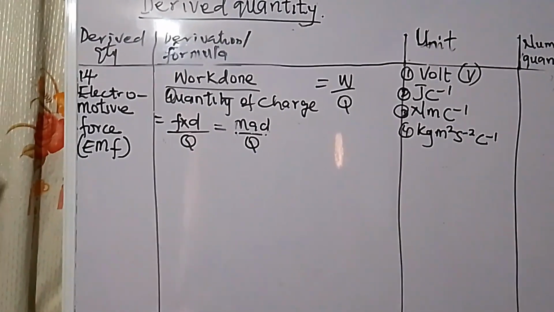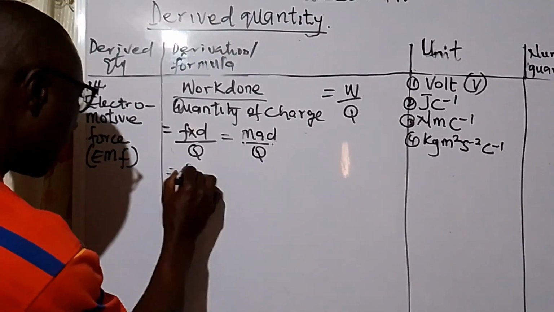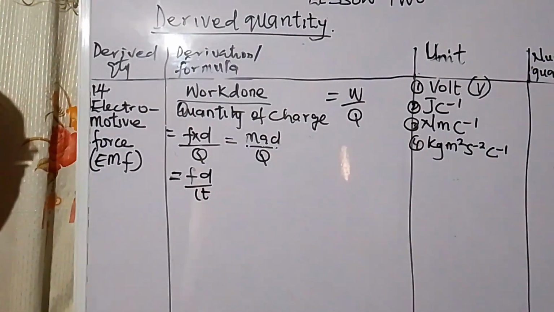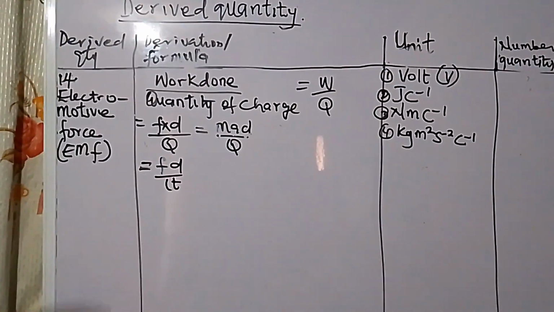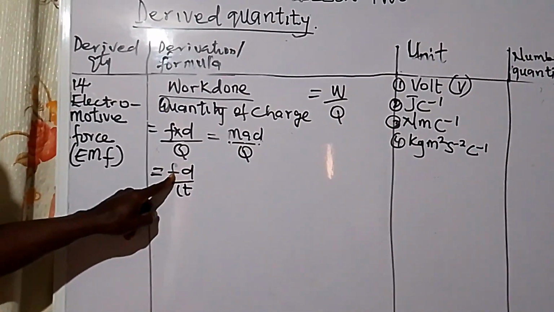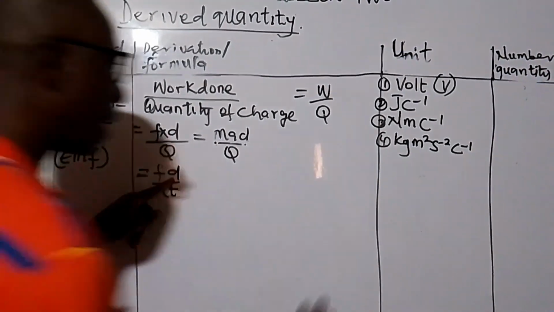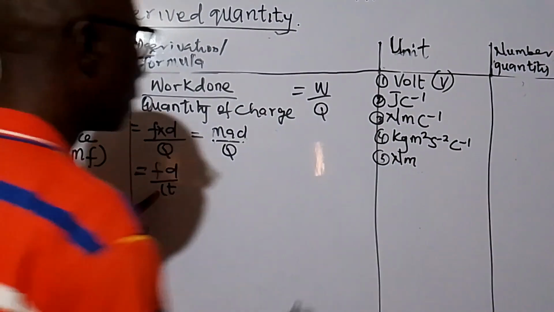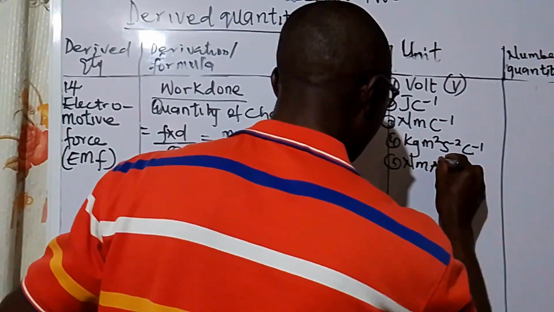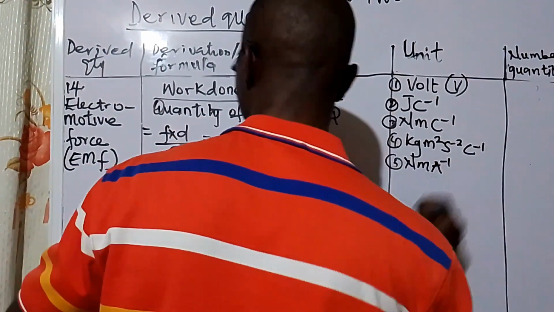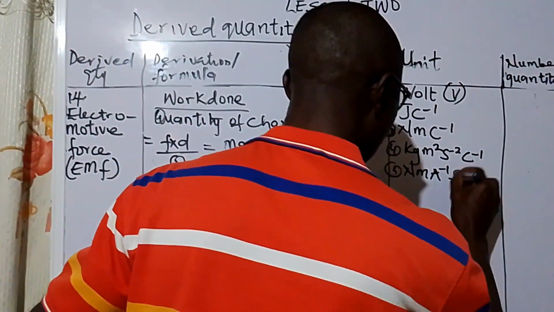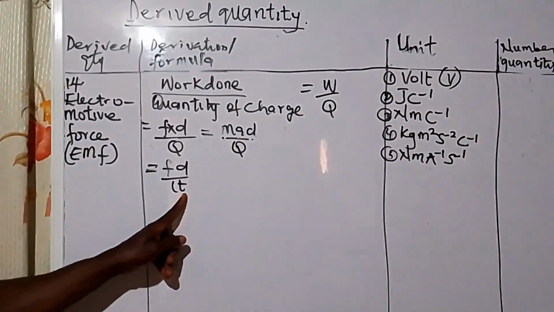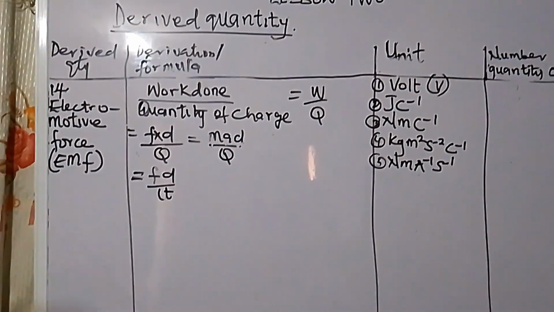We can have another unit because this one will be FD over IT. FD over IT. Now from there, this one will be Newton. This one will be meter. That's another unit, number 5. Newton meter per ampere per second. That's what I said the other time.